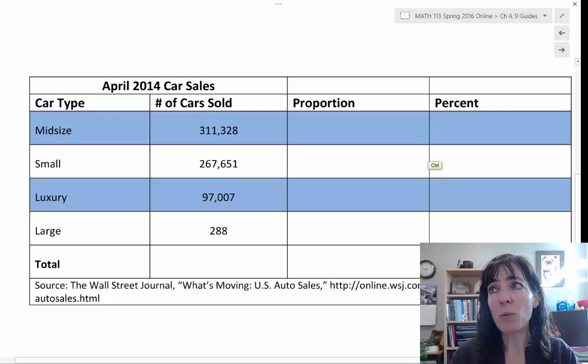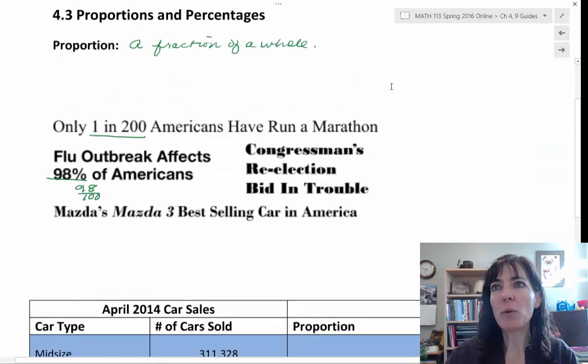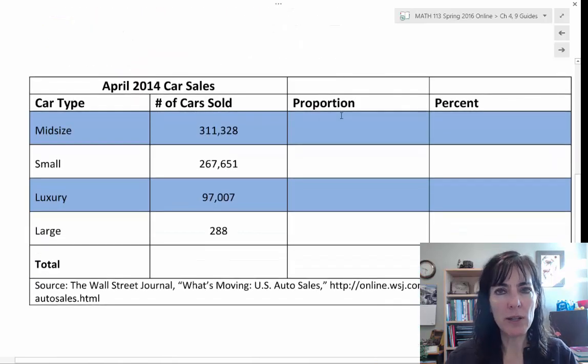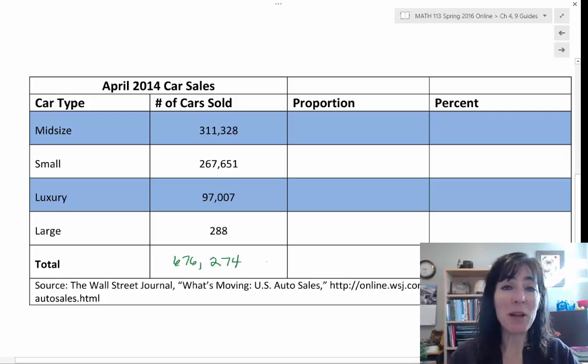What we need to know for a proportion, because we talked about the proportion being a fraction of a whole, is what the whole is for April 2014 car sales. We have all of the broken down values, but we don't have the total. So we just need to add those up and come up with the total. I'm hoping that you're calculating along with me, because sometimes I make mistakes. But what I see is that we have 676,274 cars that were sold in April of 2014.